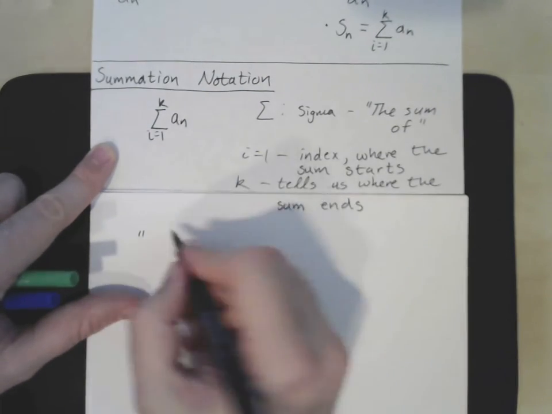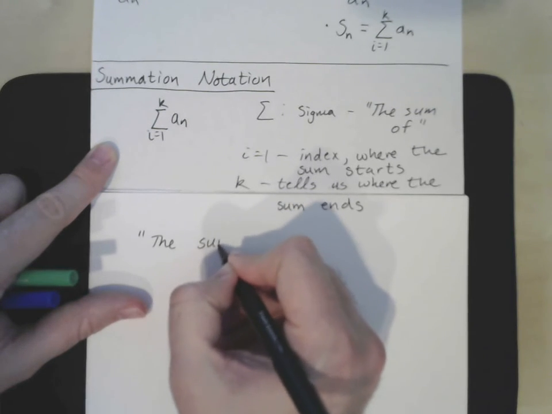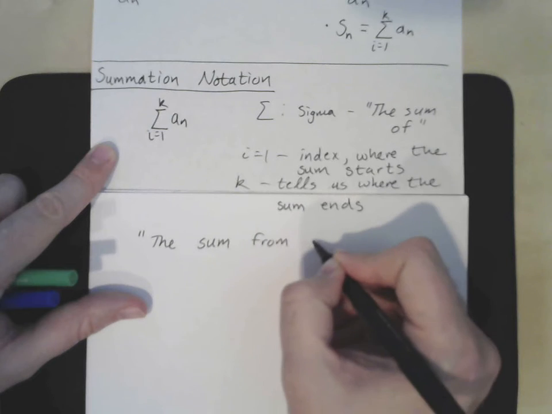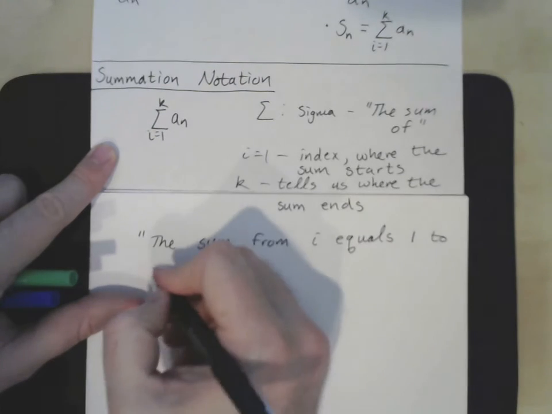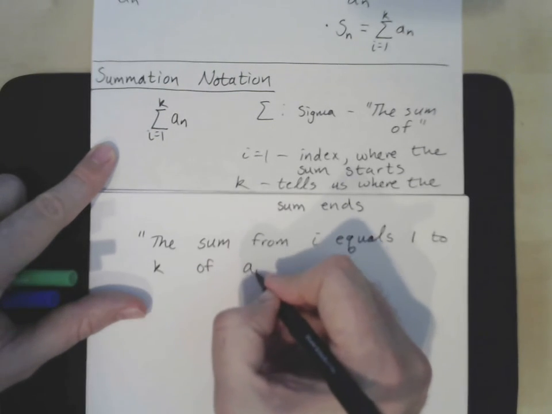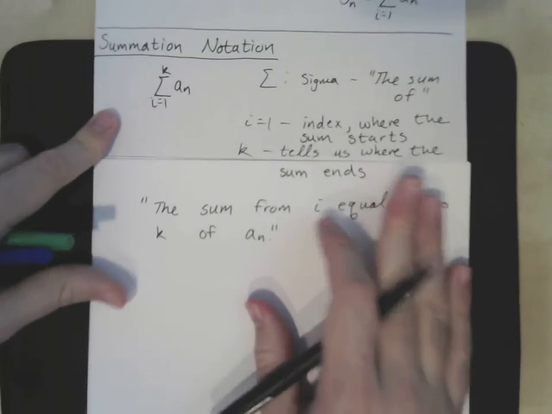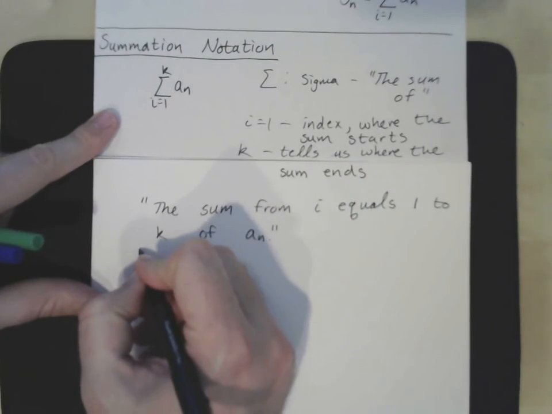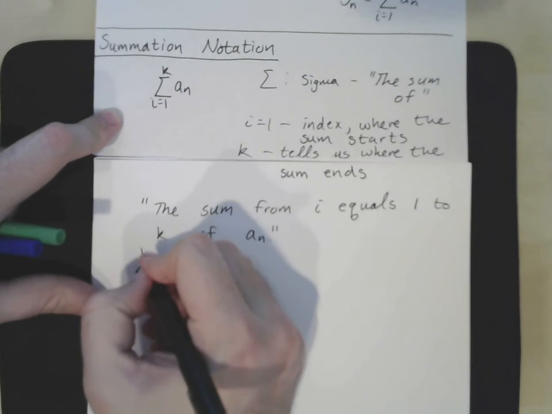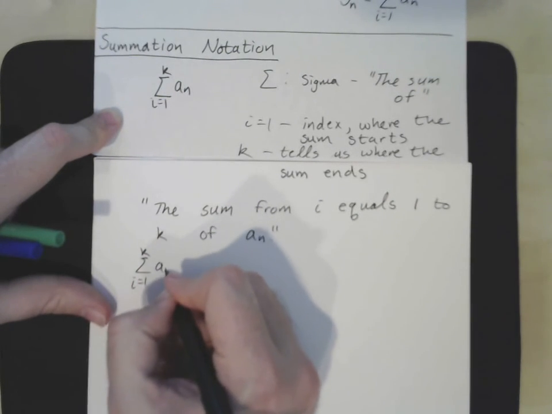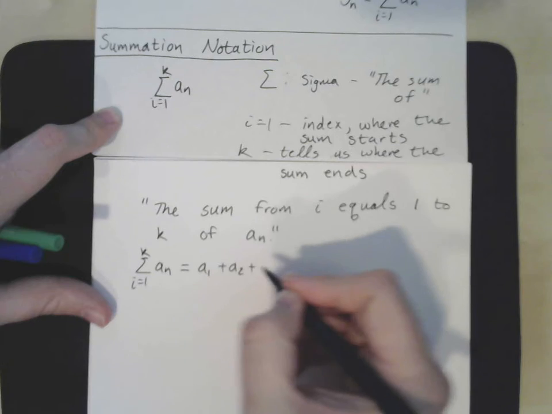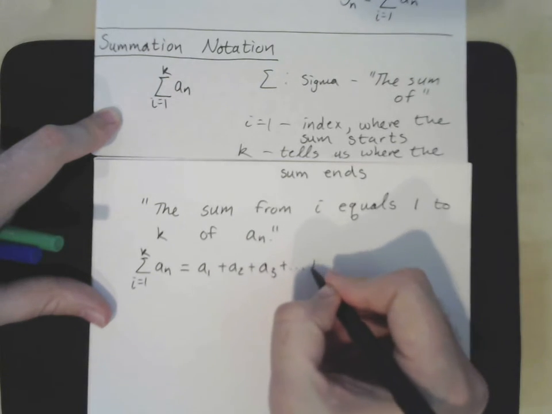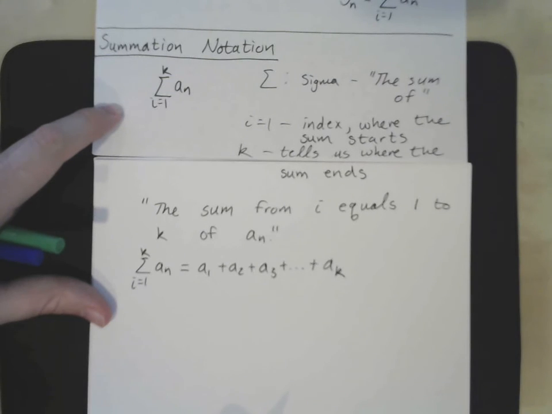This summation can be read as the sum from i equals 1 to k of a sub n. That's how we would read that. Mathematically, what this means is we start at 1, we have a1 plus a2 plus a3 plus dot dot dot until we get to ak. And that's what our series is, this big summation.